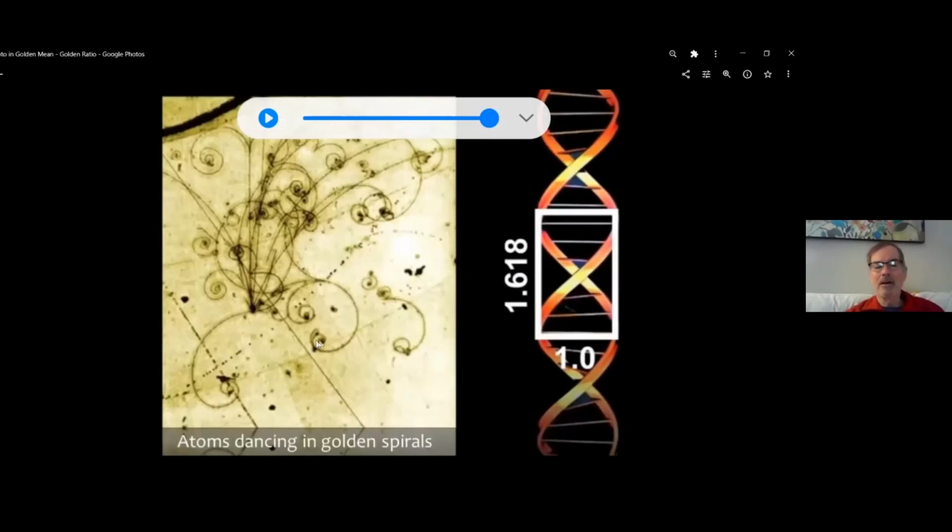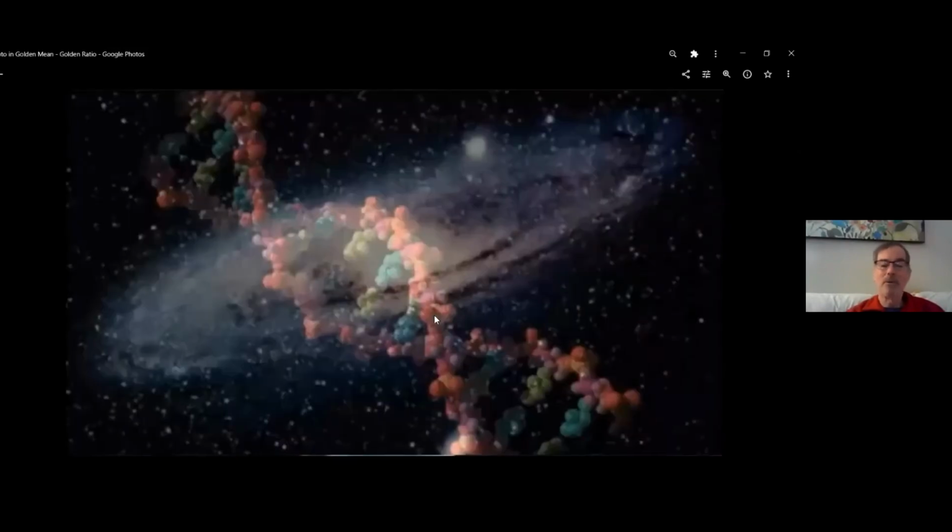On the left here, this is the presumed path of subatomic particles as they jiggle and wiggle around. We have what looks like a DNA helix on the right, a logarithmic golden spiral. This is an image that shows the microscopic DNA and a galaxy-size pattern, similar.